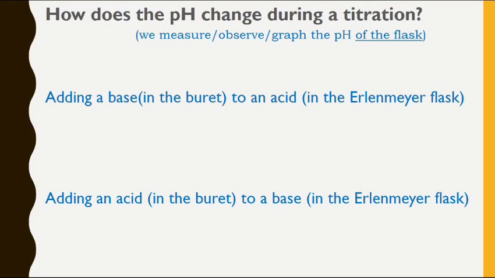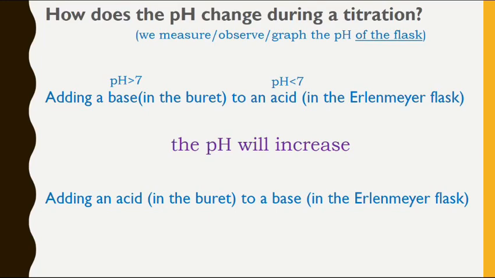So we're going to be doing all our measurements and observations on the flask. In this first situation, where I'm adding base from the burette to an acid that's in the flask, my flask pH is going to start off less than 7, because the flask is what has the acid, and that's where I'm measuring my pH. Then I'm going to be adding more and more base, and since the base has a pH greater than 7, that base is going to cancel out some of my acid and bring that pH up closer to the base level. So in this first situation, my pH would be increasing because I'm adding base to the acid.